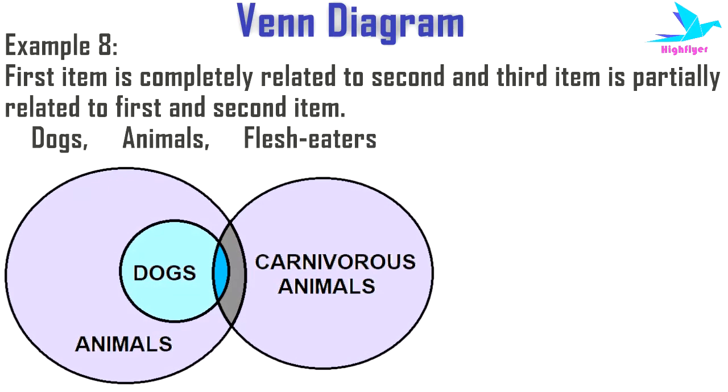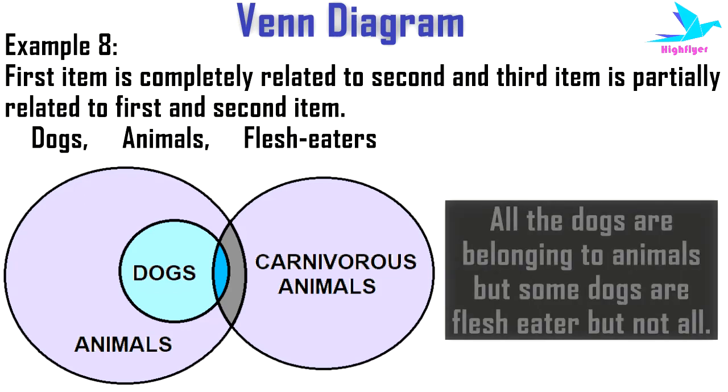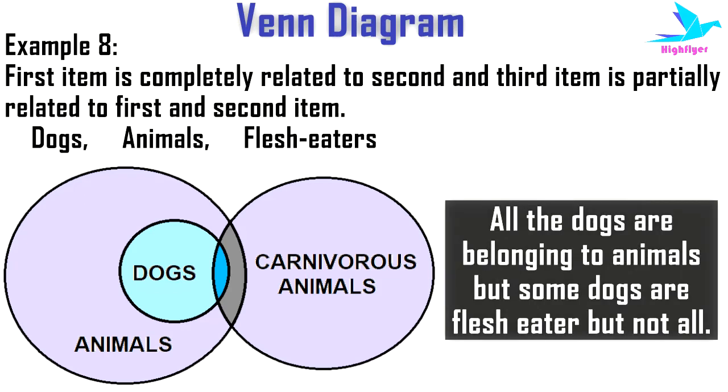Example 8. First item is completely related to second and third item is partially related to first and second item. Dogs, animals and flesh eaters, or we can say carnivorous animals. Now here all dogs are animals, but not all dogs are carnivorous or all animals are carnivorous. Some dogs are carnivorous and out of all animals, some animals are carnivorous.